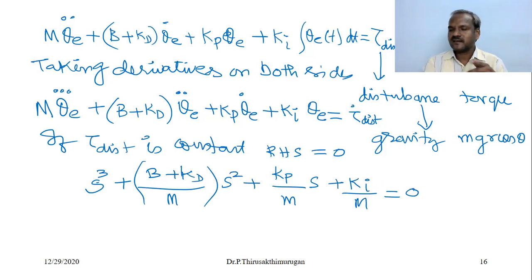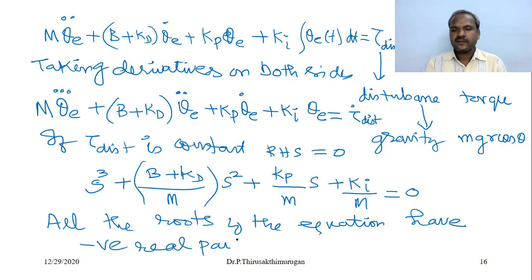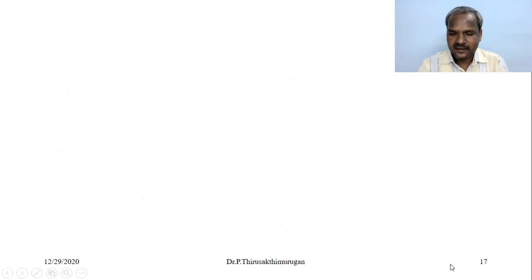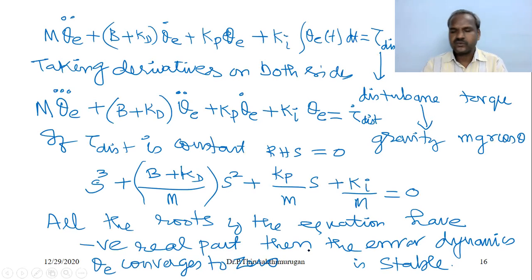If all the roots of this equation have negative real part, because they lie on the left half of the s plane, then the error dynamics is stable. When it is stable, theta e converges to 0.